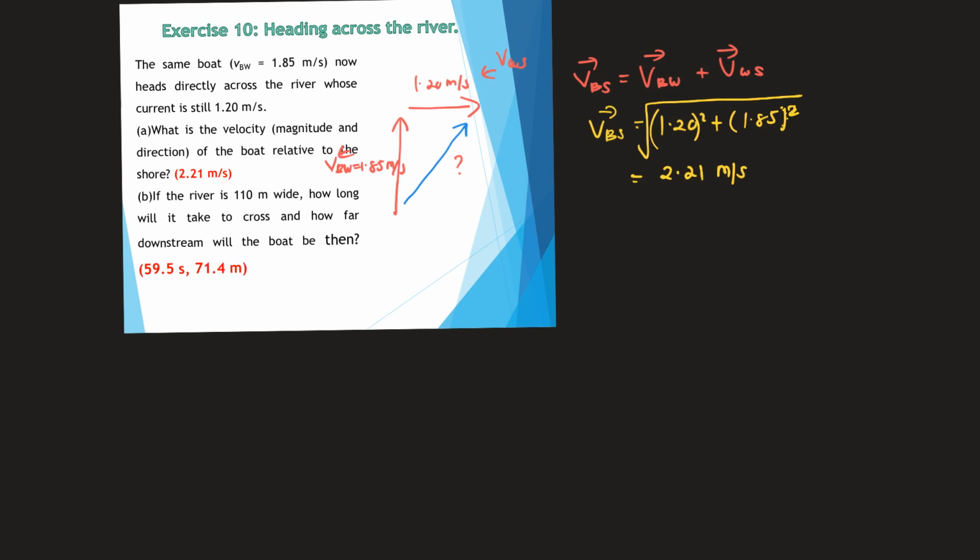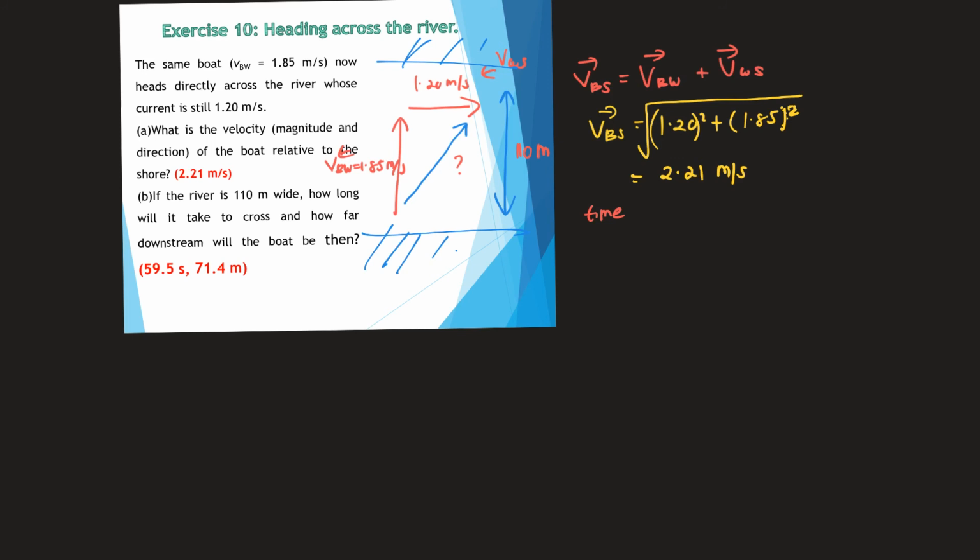If the river is 110 meter wide, so it's going to be like this, 110 meter wide. How long will it take to cross, and how far downstream will the boat be then? Please take note, the only physical quantity that you can use for both the x component and y component is time, because time for the y component and x component will be the same. 1 second you are moving towards x, 1 second you are moving towards y. 2 seconds moving towards x, 2 seconds moving towards y, and that's the reason you can use time.